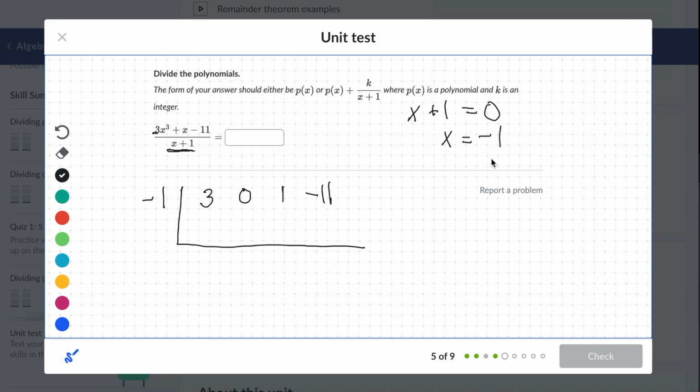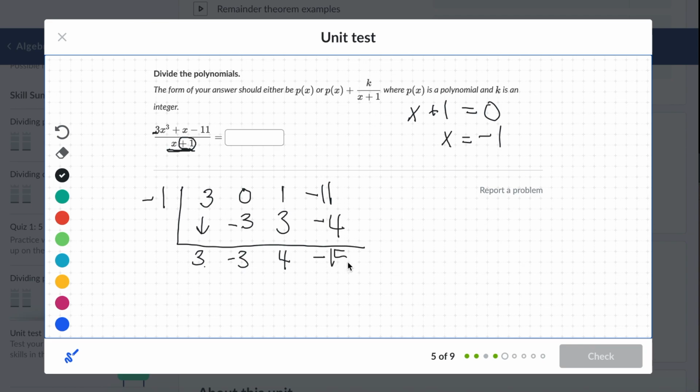For synthetic division, if it's in this x minus a or x minus whatever number format, you can take this number and just flip the sign, which is -1. Okay, we're going to pull down the first number, and it's 3. 3 times -1 is -3. This is a little different than long division. You're going to add these values. So 0 plus -3 is -3. -3 times -1 equals 3. 1 plus 3 equals 4. And then 4 times -1 equals -4.